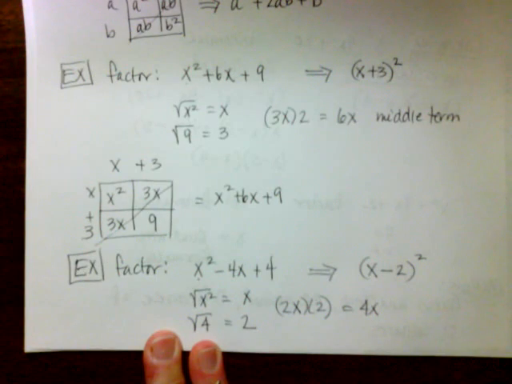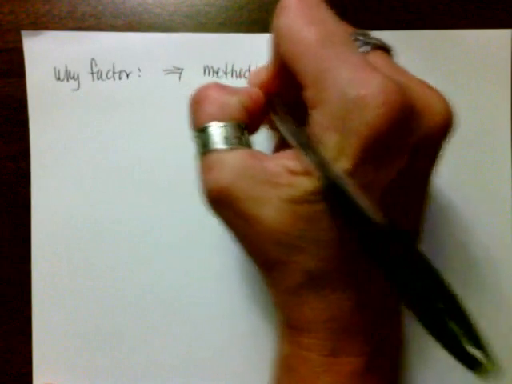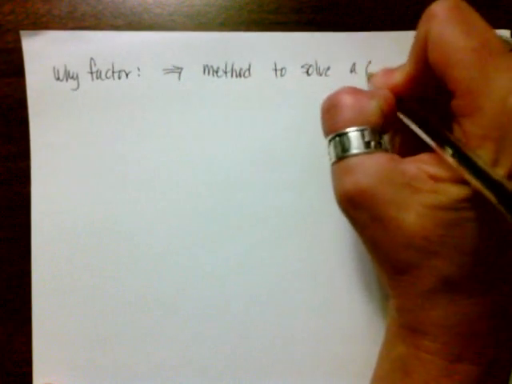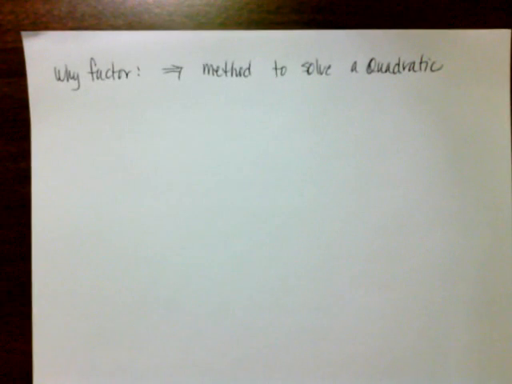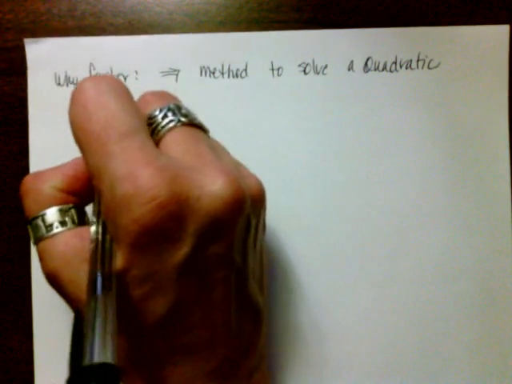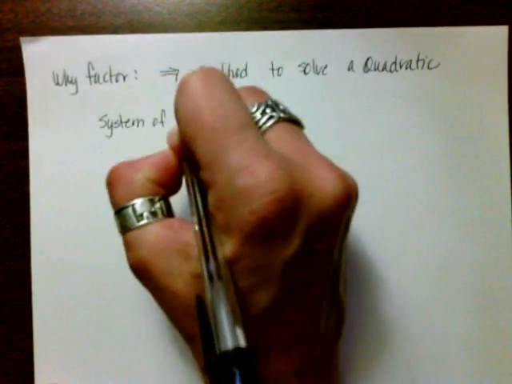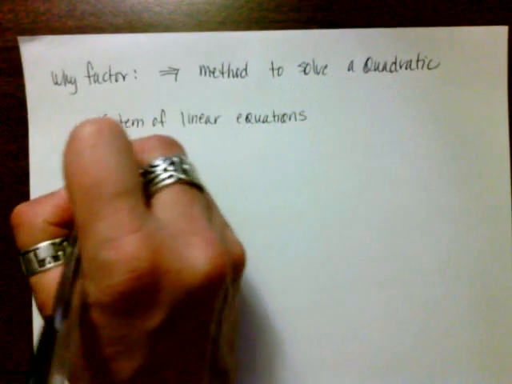All right, so now let's move on and start talking about why we factor. So why factor? Factoring is a method to solve a quadratic. As we go, we'll get more and more information about the process. So factoring is a method to solve a quadratic. But let's go back and talk about a system of linear equations, because we've already done this. So we want to go back and review this.